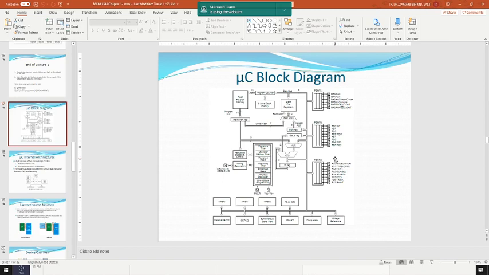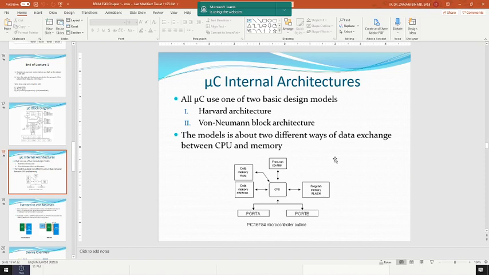Okay, next one. This is about the microcontroller internal architecture. When they develop this microcontroller, they base it on 2 types of architectures. The first one they call Harvard architecture, and the second one they call Von Neumann architecture. So all microcontrollers use one of these 2 basic design models. What's the difference between these 2 models?